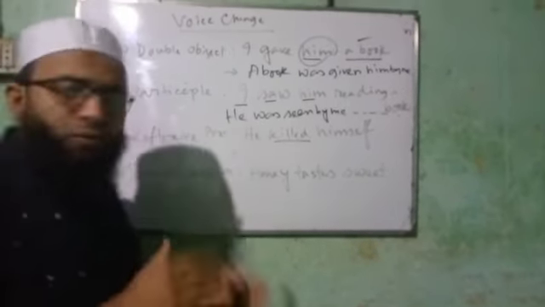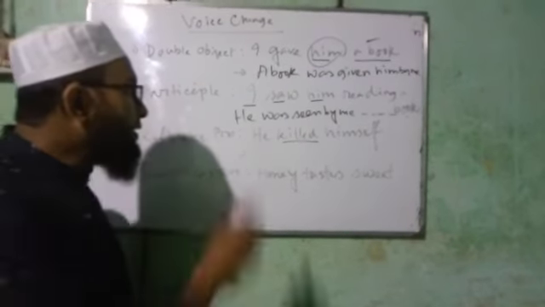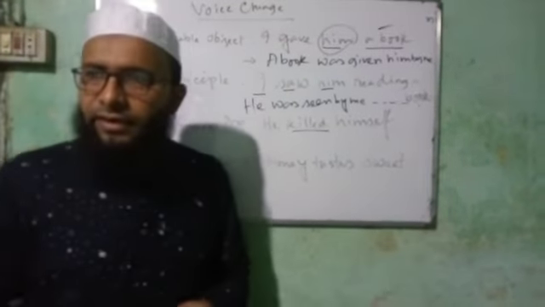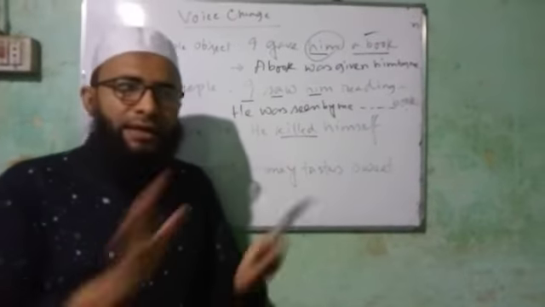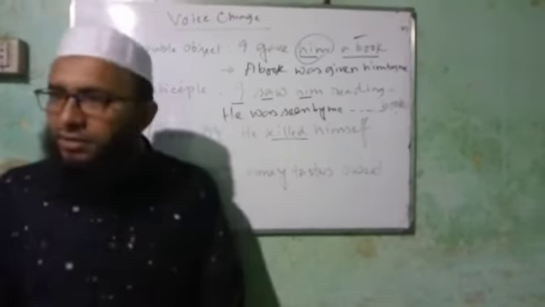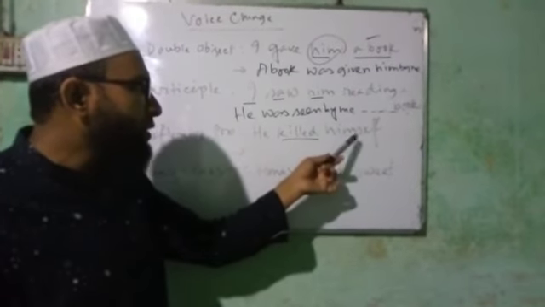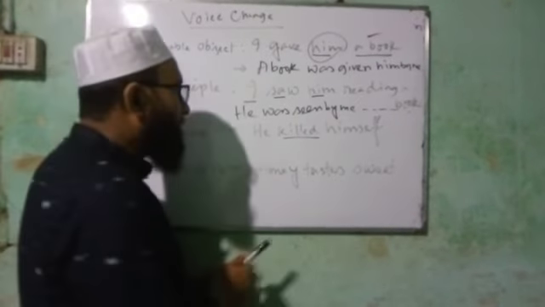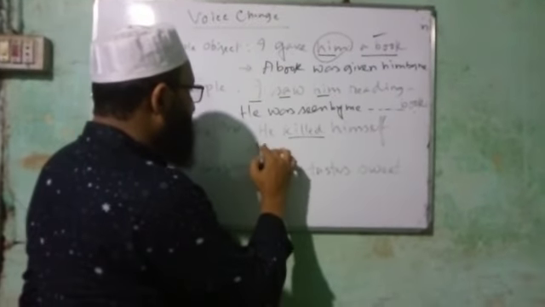So in this case, how can we change from active to passive or vice versa? Okay, he killed himself. Here the method is very easy. We just have to identify the subject, verb and object, whether it is a reflexive or another verb. It does not matter. So here himself is in the place of the object. We have to bring it in place of the subject. So he killed himself will be he was killed.